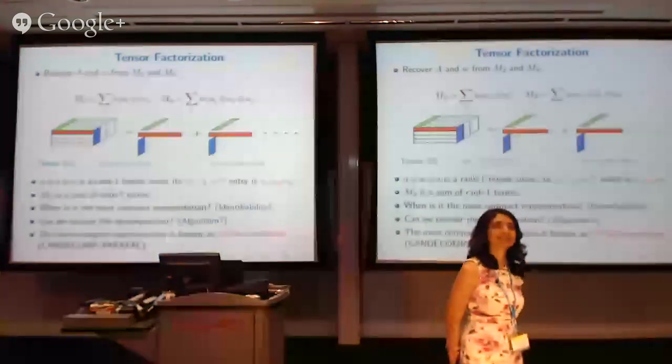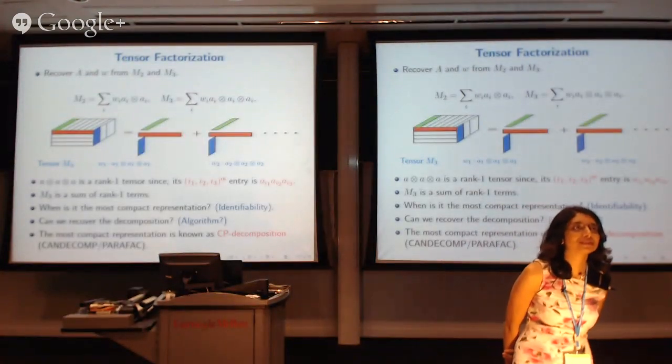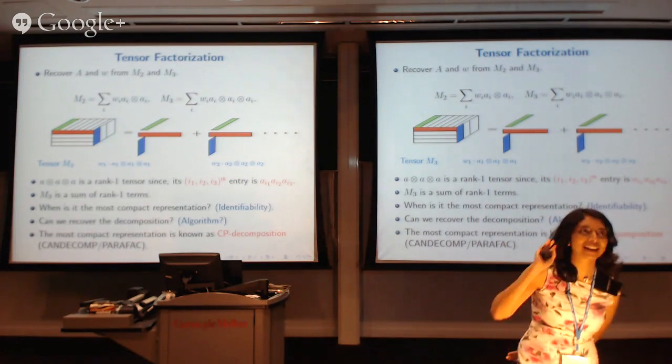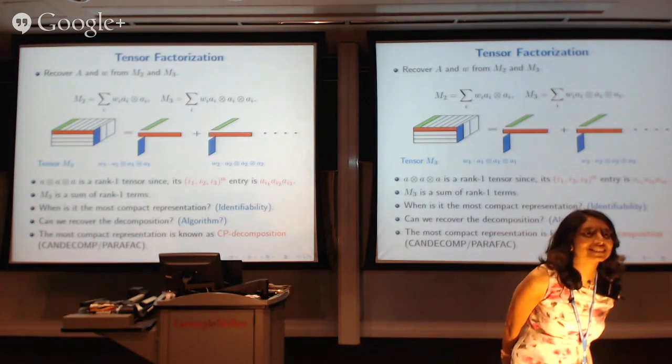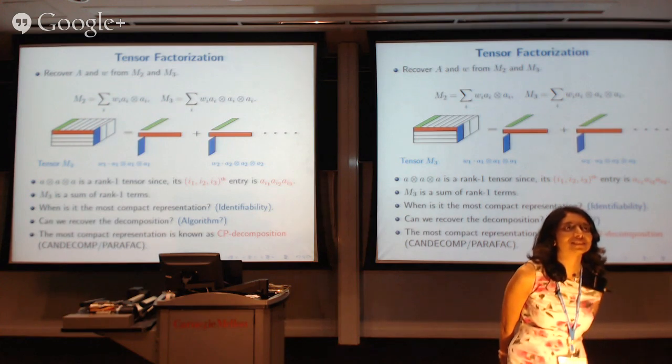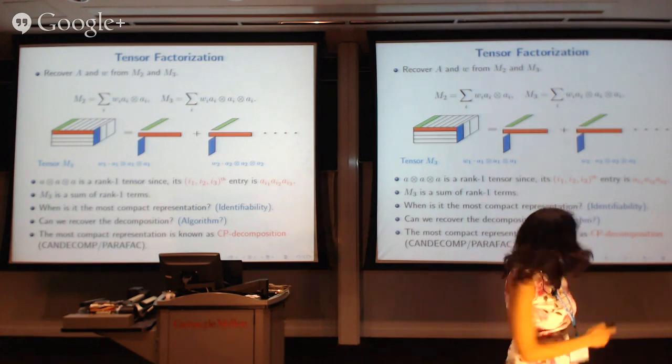Yeah. How do you know the k-term representation of M3 is the smallest? Sorry, I can't hear you. How do you know the k-term representation of M3 is the smallest? So I want to find this.